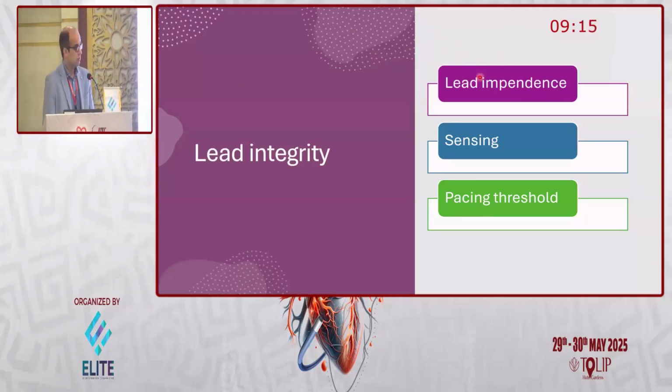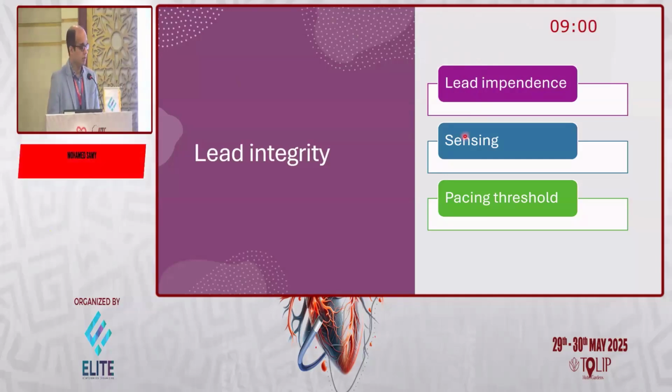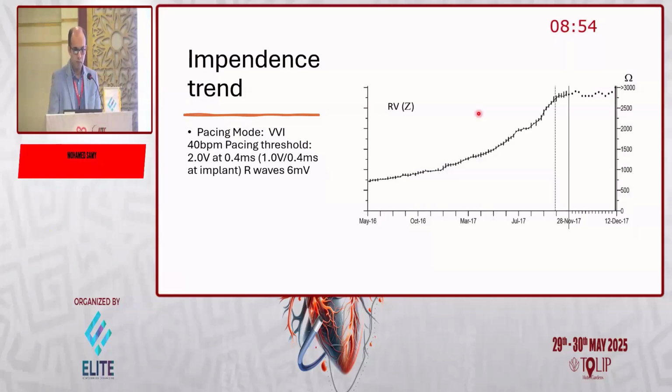Lead impedance should be between 200 and 1000 ohms for the sensing lead, and for the high voltage lead between 30 and 120 ohms. The sensing of the P wave and R wave should be accepted at least 1 millivolt for atrial sensing and 5 millivolts for ventricular sensing. And pacing threshold should be checked.